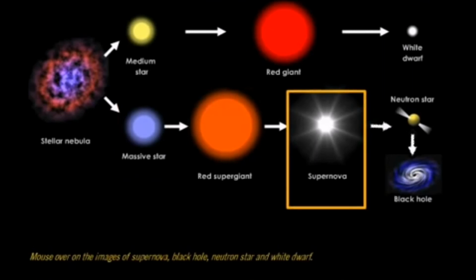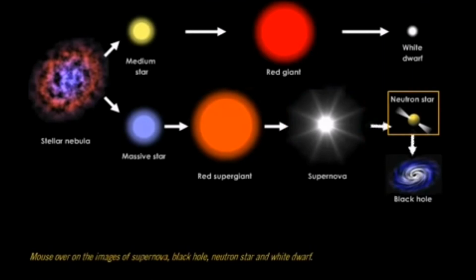The core left behind after the supernova explosion contracts to form a neutron star, and if the neutron star is massive, it further contracts to form an extremely dense lump called the black hole. Thus, like all other things in the universe, a star is born, lives for some time, and then dies.